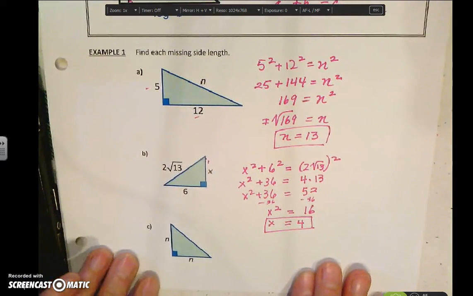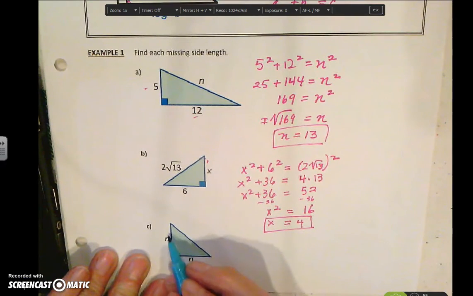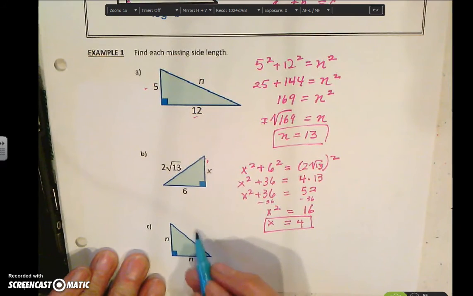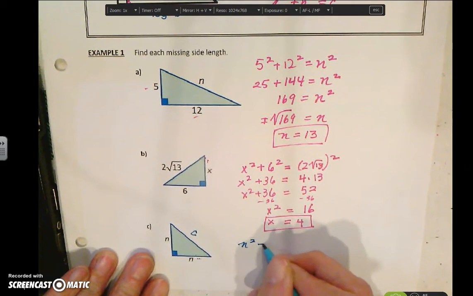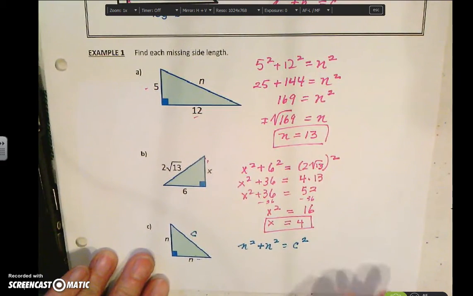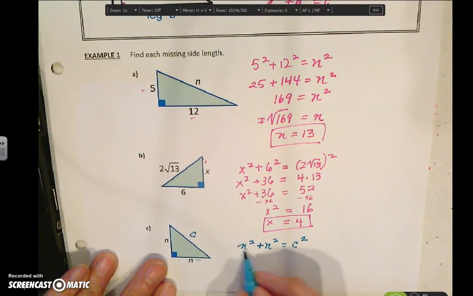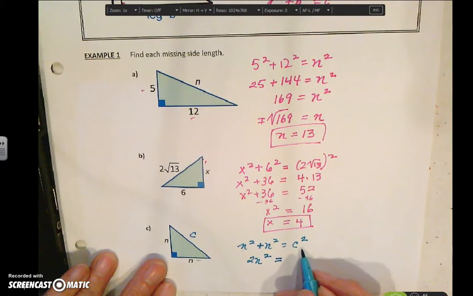And for our last example C on this page, again, we have a right triangle. N is a leg, and N is also a leg over here. And we're looking for the hypotenuse, which we're going to call C. So we would say then that n squared plus n squared is equal to c squared. And in order to do this, we're going to then add, so that's going to be 2n squared is equal to whatever c is squared.